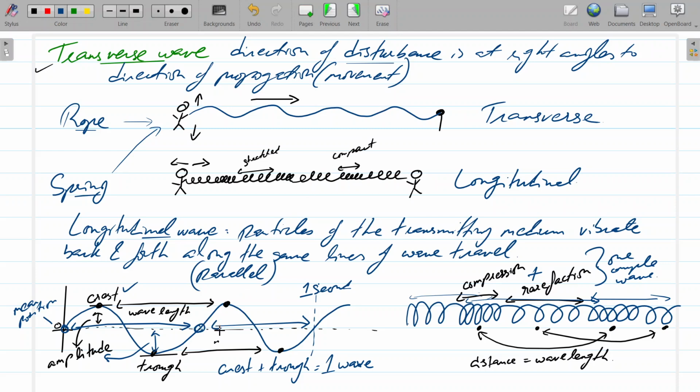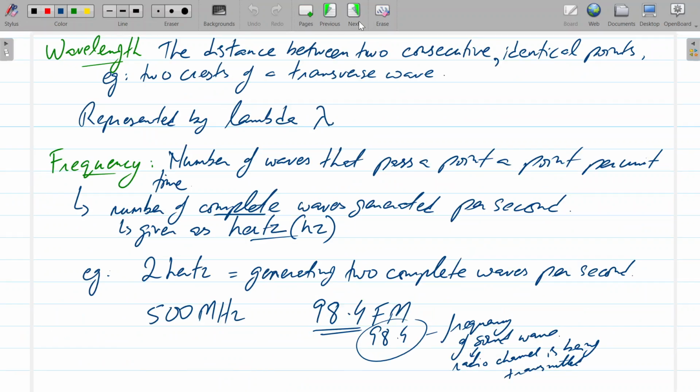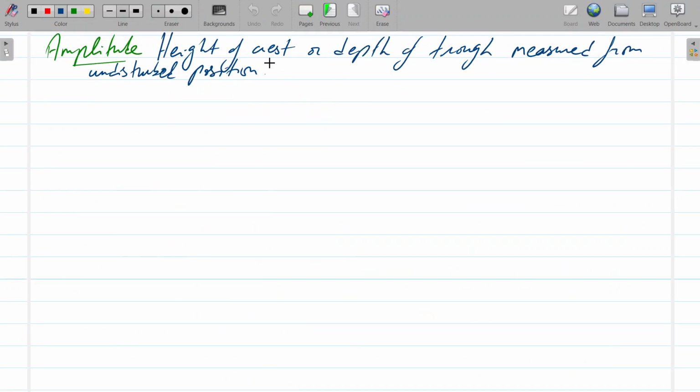Okay? So they're both equal. Whether you measure the maximum displacement of the crest, or the maximum displacement of the trough, either of these, you'll get the same value.